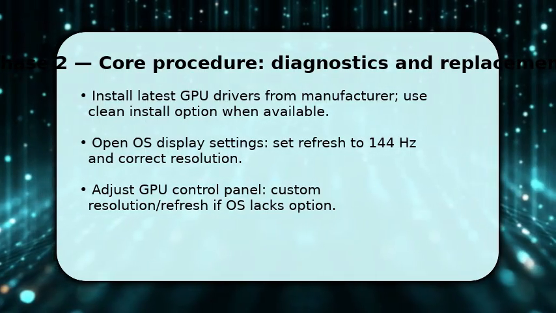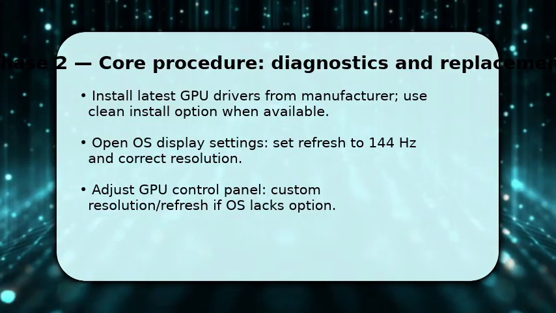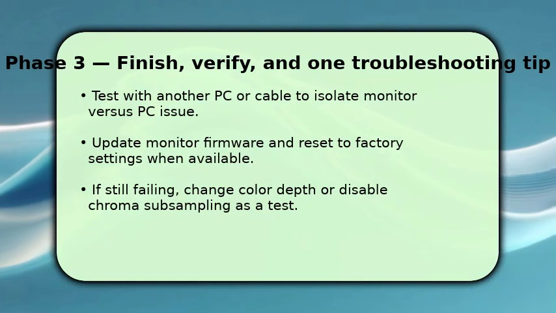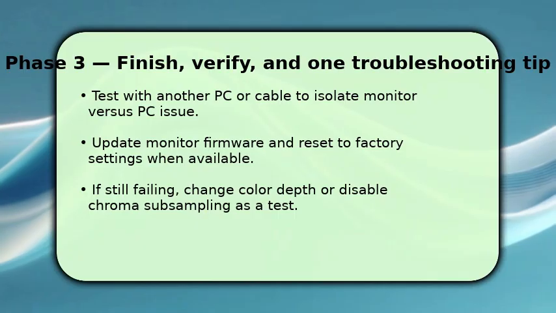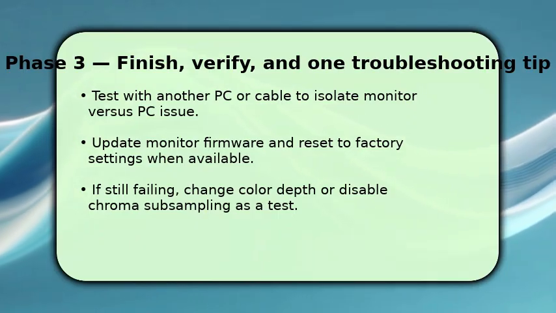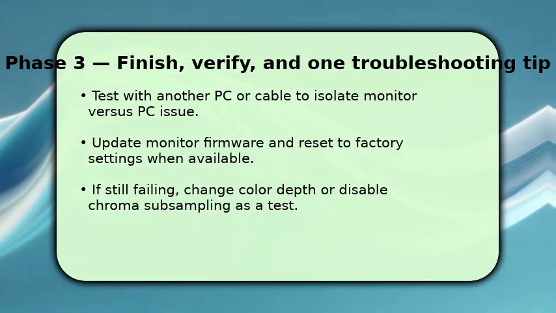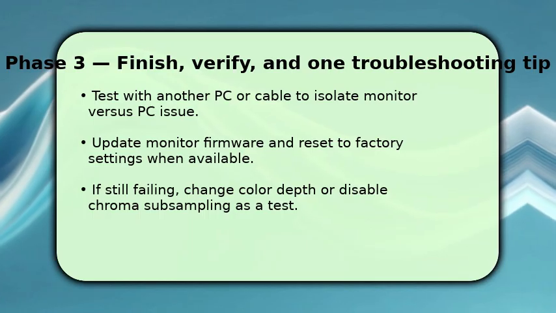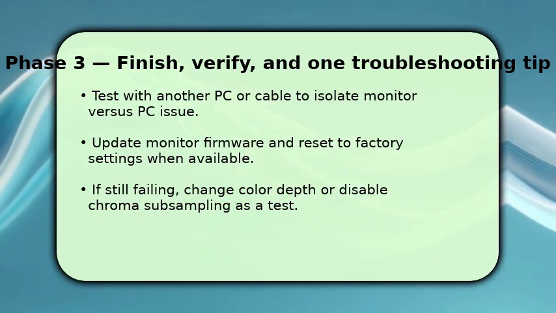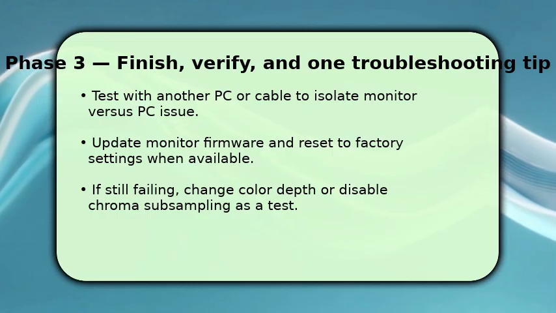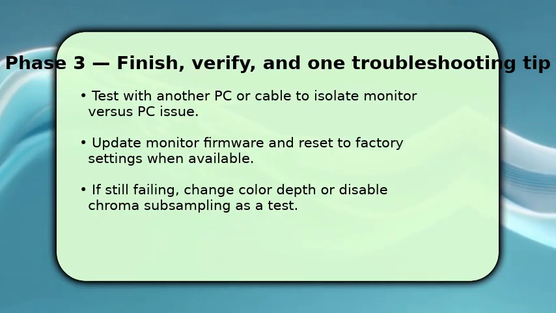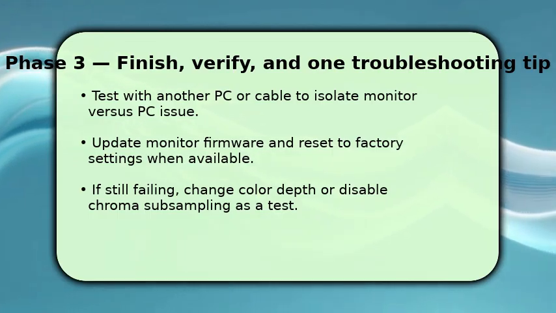To finish, verify the problem by testing the monitor with a different computer and a known good DisplayPort cable. This isolates the bad component. If the monitor supports firmware updates, apply them and perform a factory reset, then reselect 144Hz in the OS. Once done, tweak color depth or disable chroma subsampling. These settings can reduce bandwidth and block 144Hz.